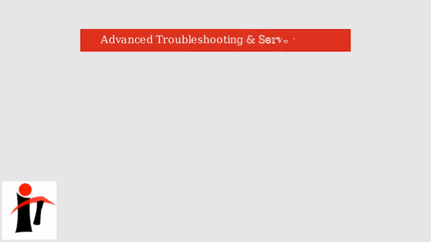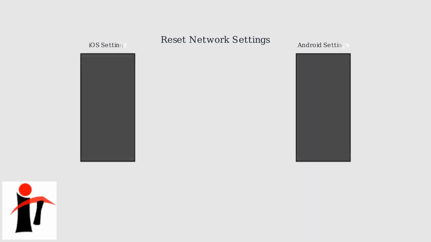If basic troubleshooting hasn't resolved your Tesla app issues, it's time to try more advanced steps. First, consider resetting your phone's network settings, which can clear any persistent connectivity problems. To reset network settings on iOS, go to Settings, then General, Transfer or Reset iPhone, and select Reset Network Settings. On Android, navigate to Settings, System, Reset Options, and choose Reset Wi-Fi, Mobile and Bluetooth. This will erase saved Wi-Fi passwords, so have them ready.